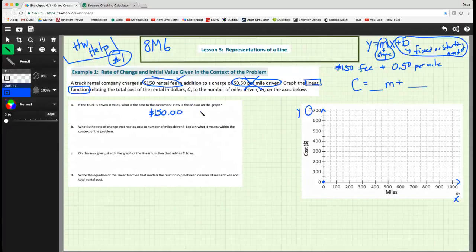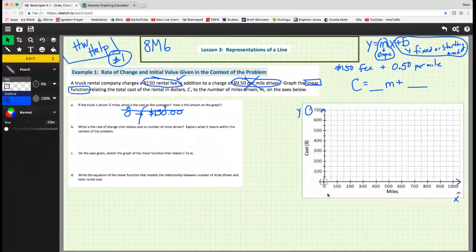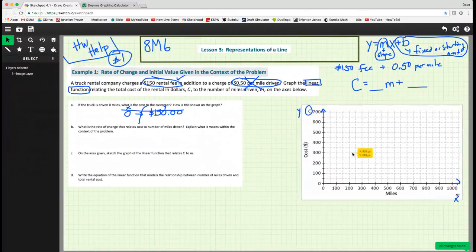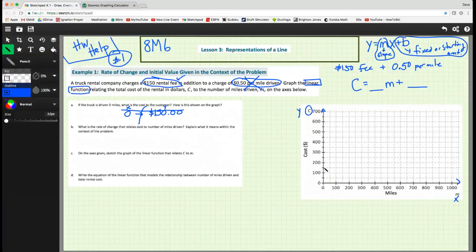And so that's represented 0 miles and 150. So that's kind of our X, or that is our X, and that's our Y, or in this case, it's our M and our C, but it's still X and Y. This point here, I don't know why I put this little point here because it's not right. We need to instead draw a point at 0, 150, because 0 miles will cost $150.